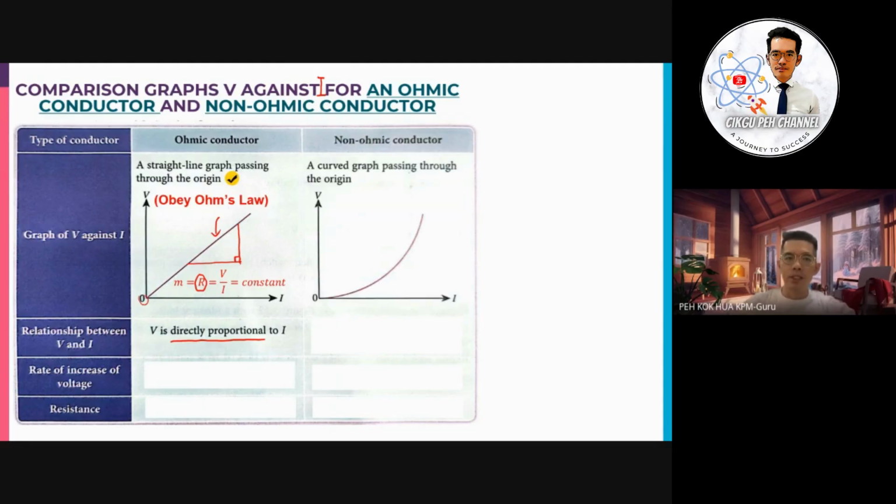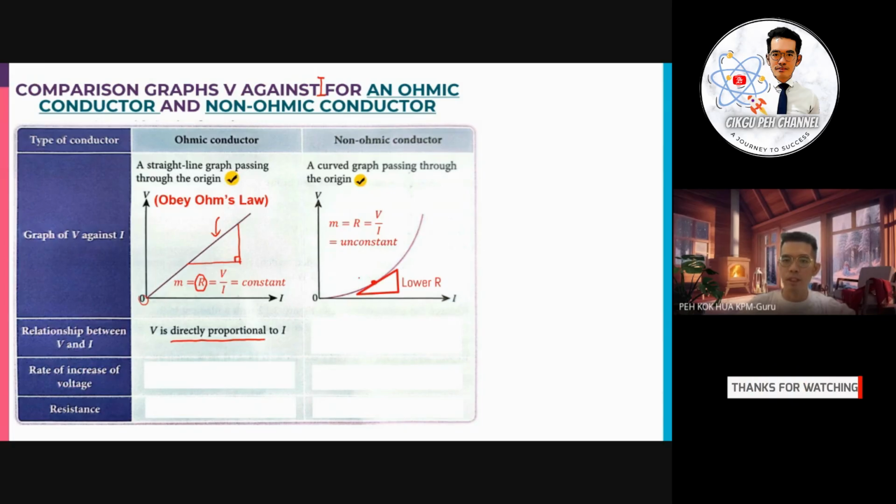While for the non-ohmic conductor, you can see a curve passing through the origin. It will be like this, a curve passing through the origin. The gradient here is not constant. You can see it's not a straight line. So how can we get the gradient? You can get it from each point of the curved line.